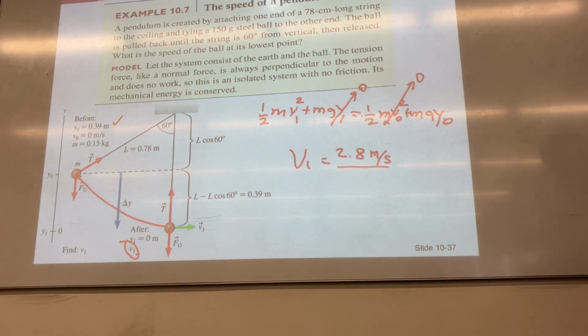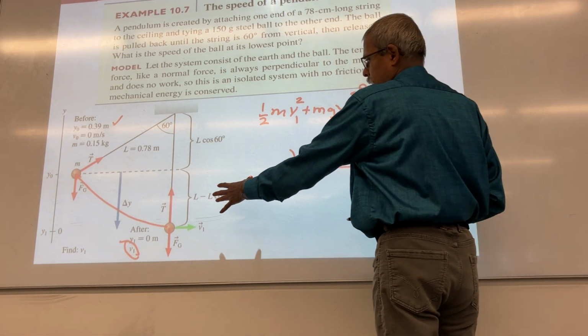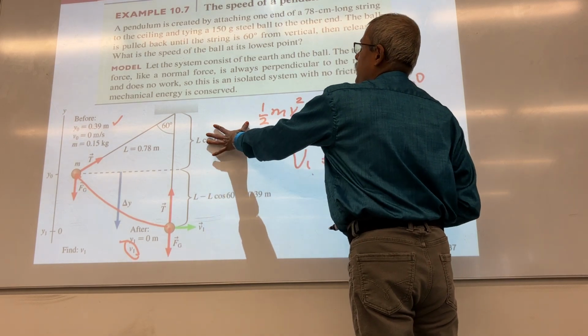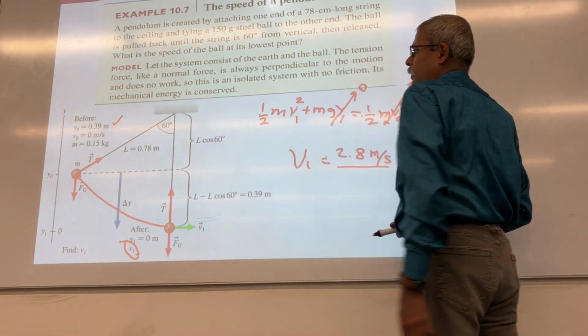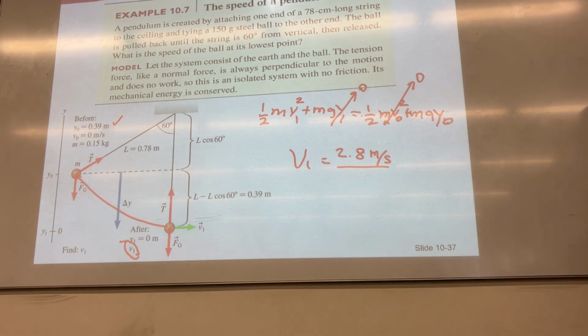So your problem may or may not give this relation. Once they give the original length of the string, then you need to convert this, or at least do the relation. Get it? All right.